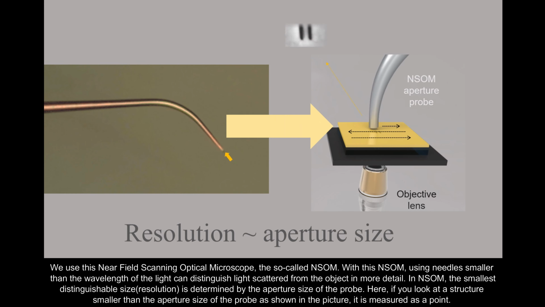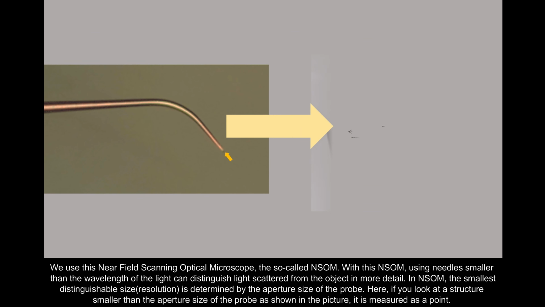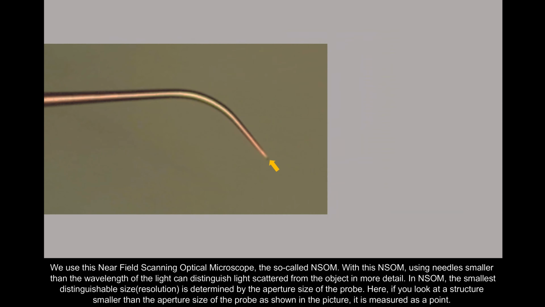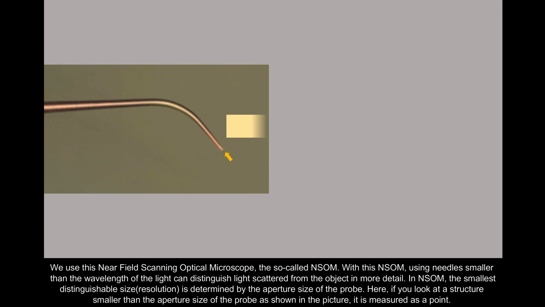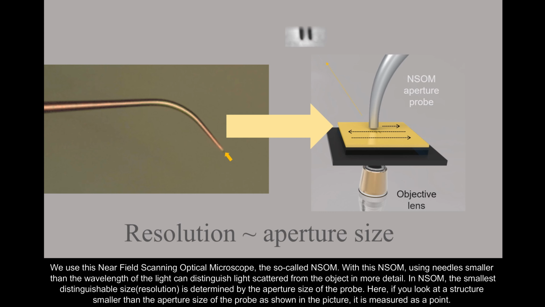With this NSOM, using needles smaller than the wavelength of the light, we can distinguish light scattered from the object in more detail. In NSOM, the smallest distinguishable size, resolution, is determined by the aperture size of the probe. Here, if you look at a structure smaller than the aperture size of the probe as shown in the picture, it is measured as a point.